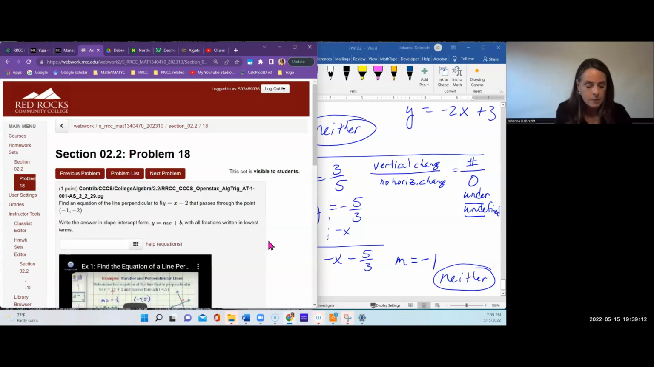What about this problem? This problem is a little bit different from anything we've done before. It says find an equation of the line perpendicular to this line that passes through the point -1, -2. This is kind of a confusing thing to say. So let's put the different pieces on Desmos and talk about what it means. 5y equal x minus 2. Let's do that first.